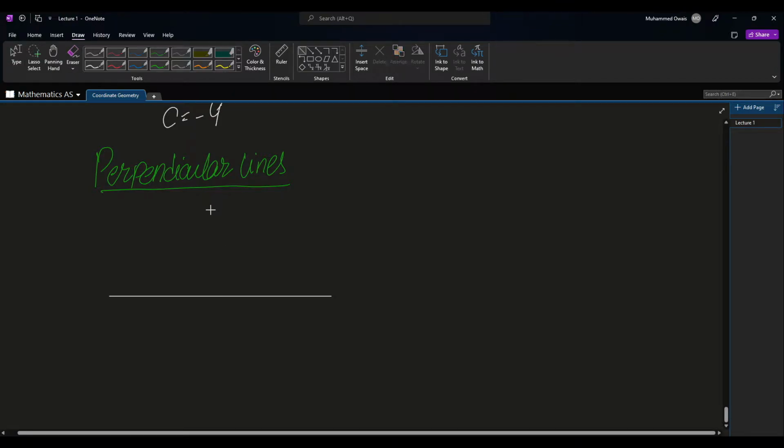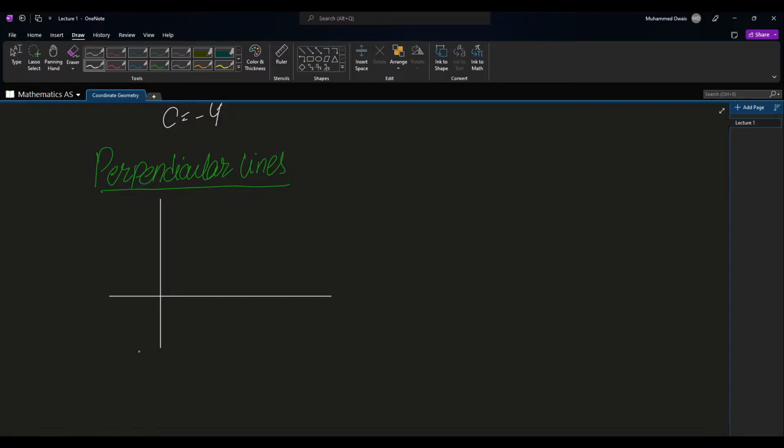Two lines that intersect each other at 90 degrees are known as perpendicular lines. Basically, if you see, this is line 1 and this is line 2, and both of them are making an angle of 90 degrees between them. They are now known as perpendicular lines. Basically, you can say line 1 is perpendicular to line 2, or vice versa, that line 2 is perpendicular to line 1.